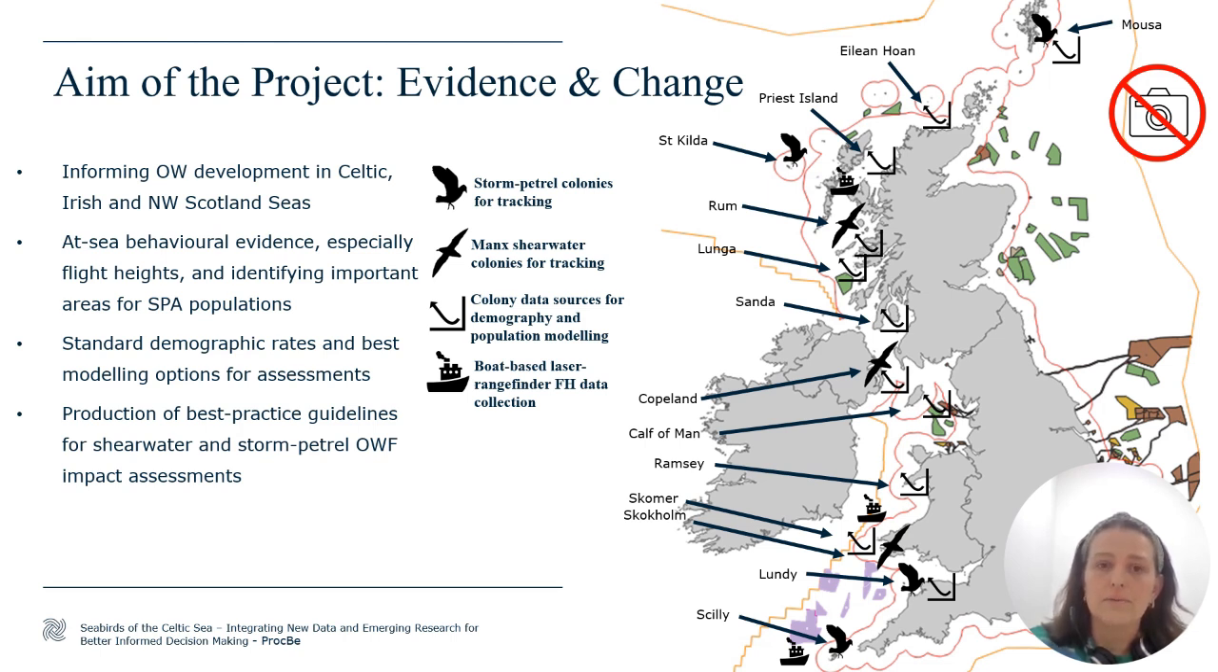We're also going to try to produce key demographic rates and best practice population modelling methods, which will be crucial for the impact assessment process. And the final output will be the production of best practice guidelines for shearwaters and storm petrels in offshore wind impact assessments. So that's a very busy graph, but it's just to show where we'll be looking at species across all of the work packages.